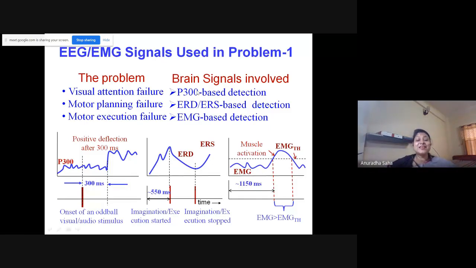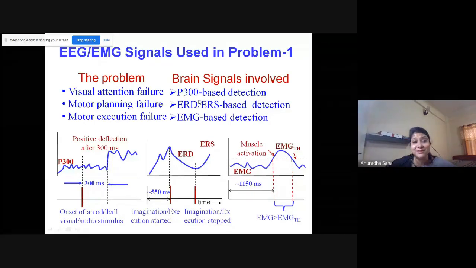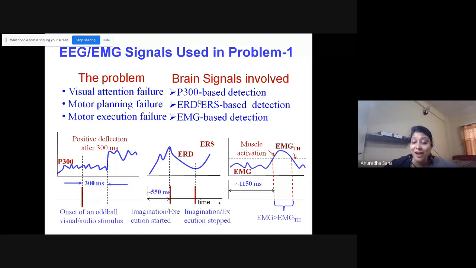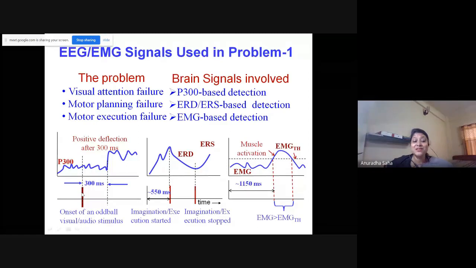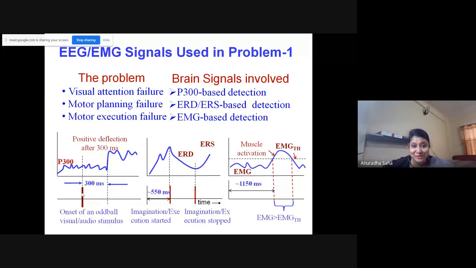So basically, there lie some kind of brain signals. Brain signals or brain rhythms are the kind of signals which are generated for a specific cognitive task, and obviously at a specific time instance. Like I have mentioned here, to detect visual attention failure, we have to detect the evolvement of the P300 brain signals. How? Let's talk about this. Suppose you are having a particular visual stimulus, or I can say an auditory stimulus.